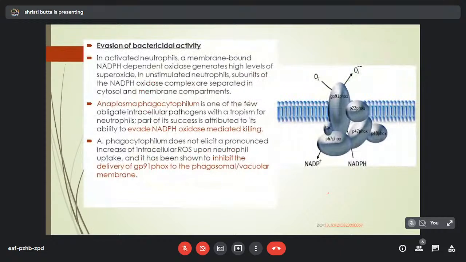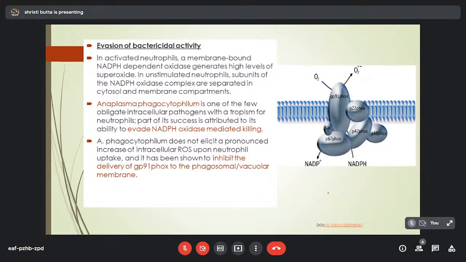How about evading the bactericidal activity by NADPH oxidase? Yes, there are some bacteria which do that as well. Anaplasma phagocytophilum is one such obligate intracellular pathogen. Okay, it has the propensity to evade NADPH oxidase mediated killing. Anaplasma phagocytophilum does not elicit a pronounced increase in the intracellular reactive oxygen species. It rather inhibits the delivery of the GP91 phox.